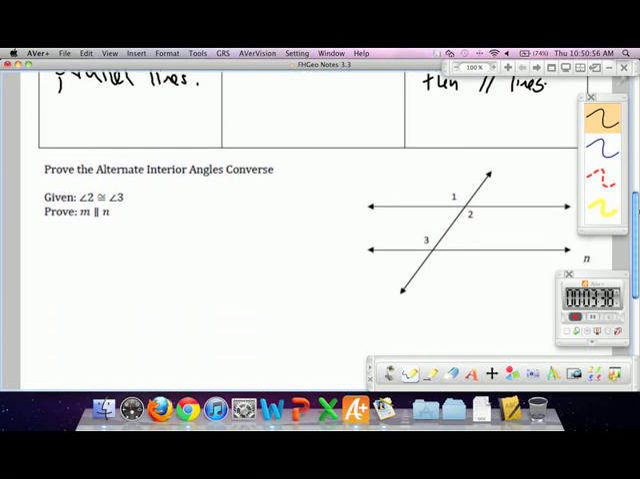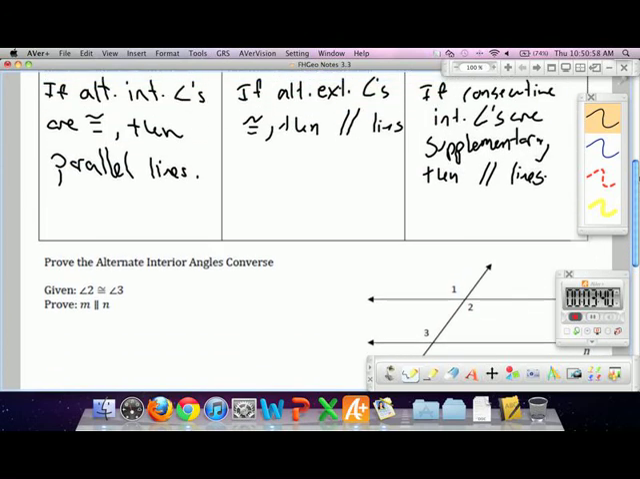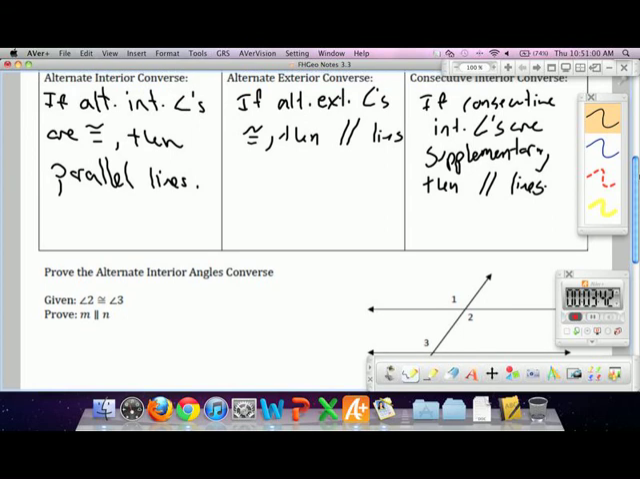We're going to prove the alternate interior angles converse together. We're going to prove the first one. We're going to show that this is true first. And then again, on your own, for practice, you could show that those two are true. It would be a very similar line of thought. We're going to explain why something works. We're going to prove it.